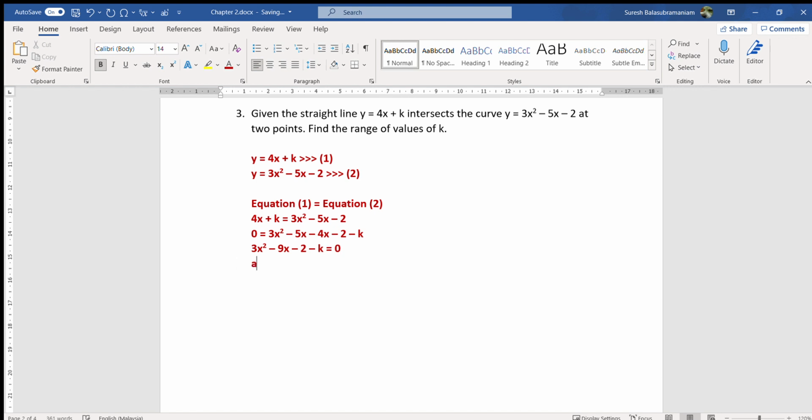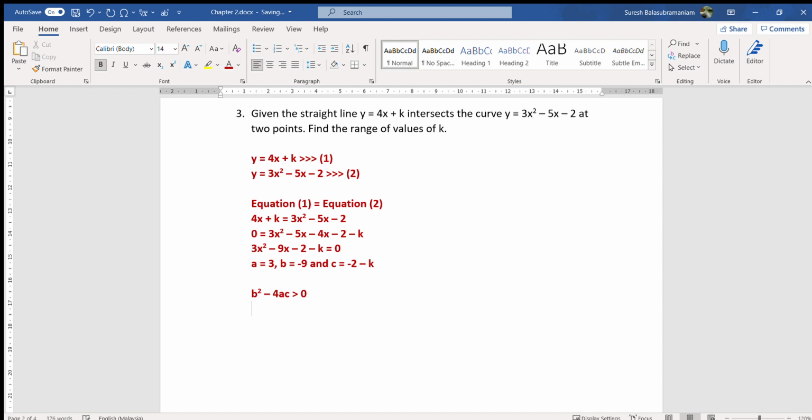So what is our a, b and c? A equals to 3, b equals to -9, and c equals to -2 minus k. Okay, so that is our a, b and c. So our condition now is b squared minus 4ac more than 0, because we have intersection at 2 points or two solutions.